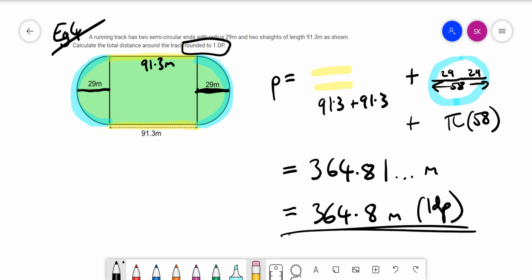So if you miss that little trick there with the arcs, the semicircles actually being part of a circle, make a purple pen note of it. And good luck with today's Hegarty task. And obviously email me if you're still struggling with anything.